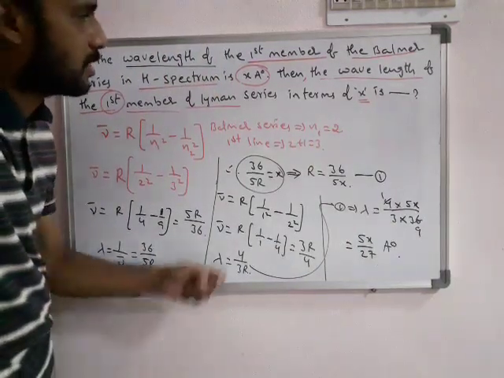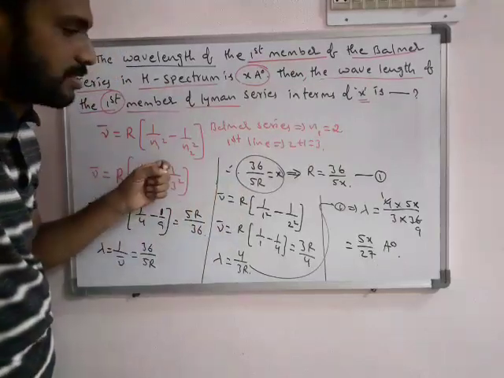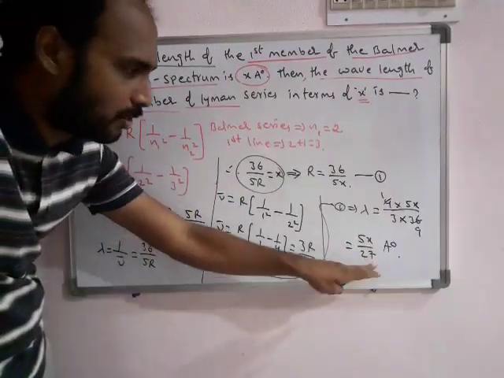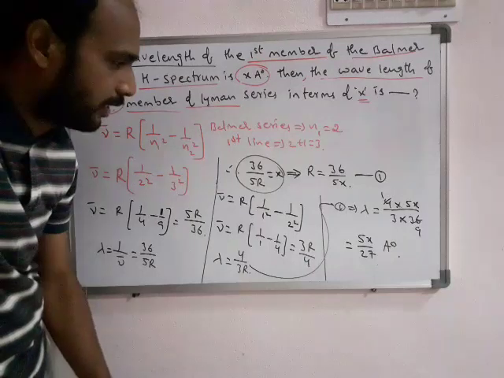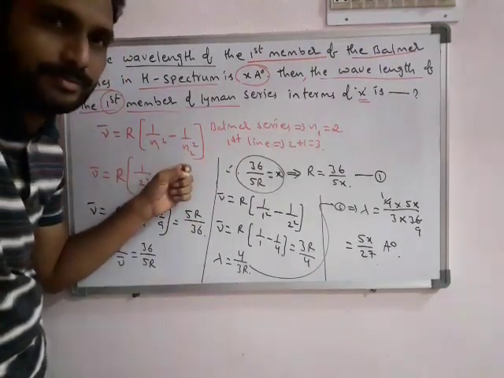That is, if the first line of the Balmer series has wavelength x angstroms, then the wavelength of the first line of the Lyman series will be 5x by 27 angstroms. Okay, so in the next class we will see more problems based on this equation.